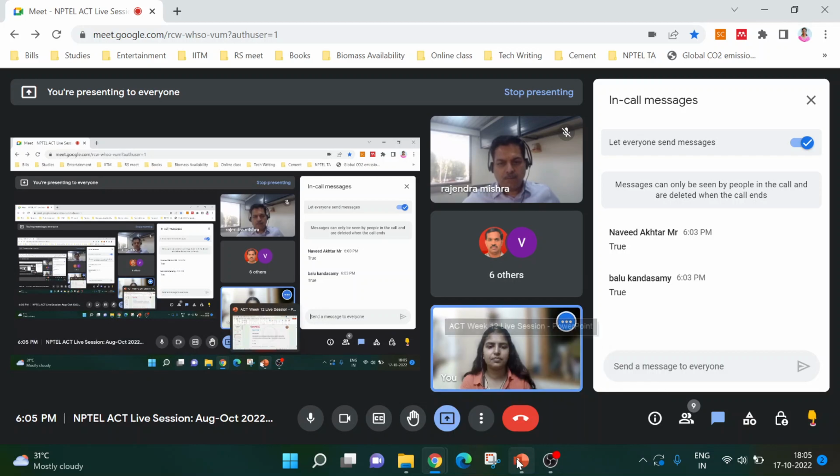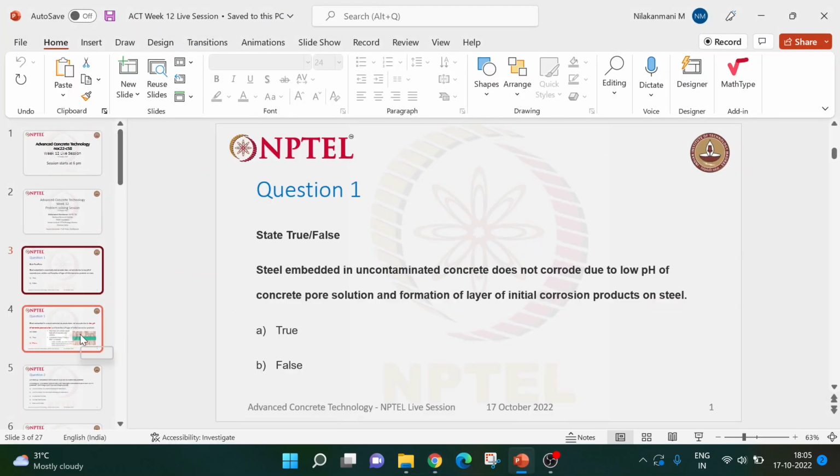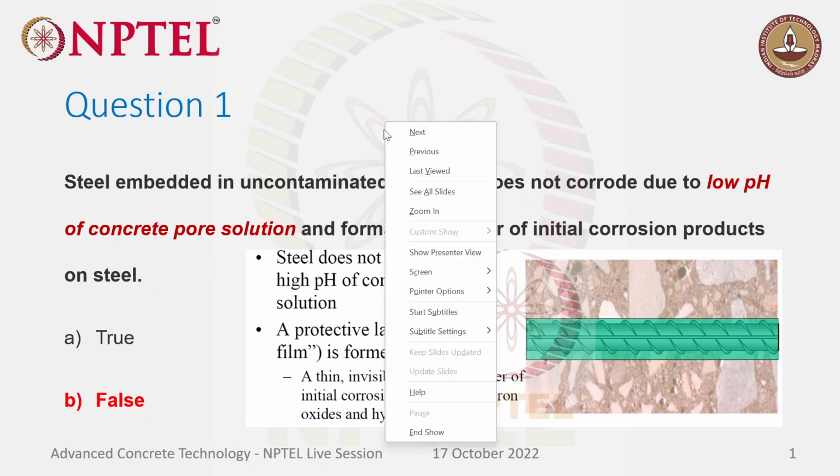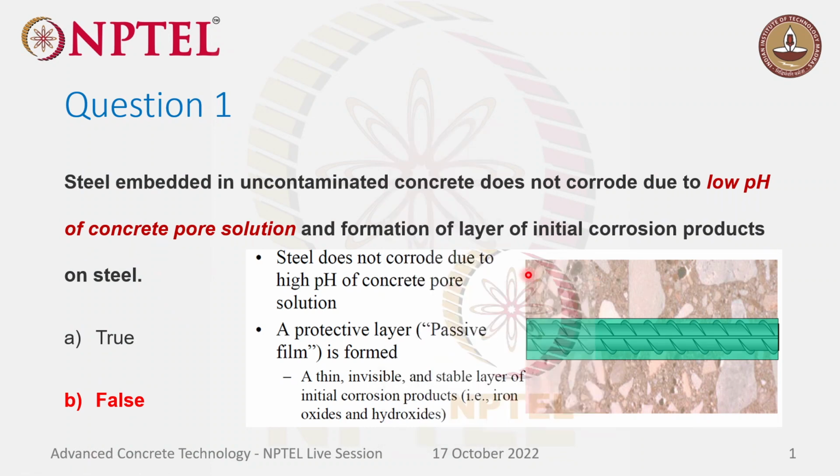Let's see the solution. As I said, the first part of the sentence is true. Steel embedded in uncontaminated concrete does not corrode. That is right. But the reasoning given is not true, because low pH of the concrete pore solution is not right. If the concrete pore solution is uncontaminated, then the pore solution pH is pretty high, in the range of 13, which helps in the formation of a layer of initial corrosion products, which acts as a passive layer and protects against further corrosion. So the statement is false because only one part of the statement is true.